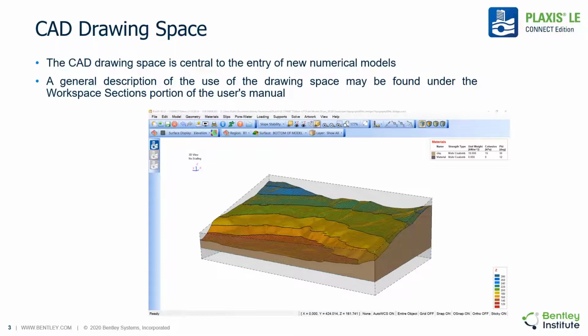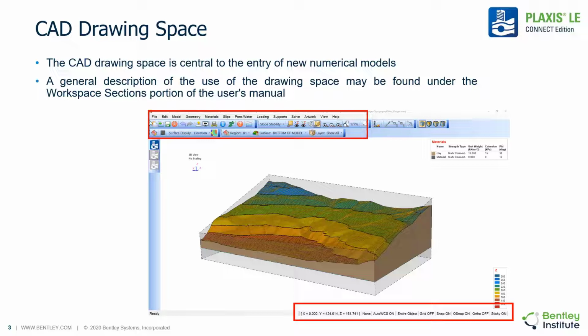So the CAD drawing space is central to the entry of a new numerical model in the software. All editings that can be applied to the numerical model can be done using the graphical drawing commands in the drawing space. If we take a look here on the bottom, some functionalities related to the adjustments of the drawing space in terms of enabling the grid, snapping tools, ortho, and so on can be helpful in creating new geometries. And on the top, we have the main commands related to the entry of geometry and how we can better visualize the information included in the model.